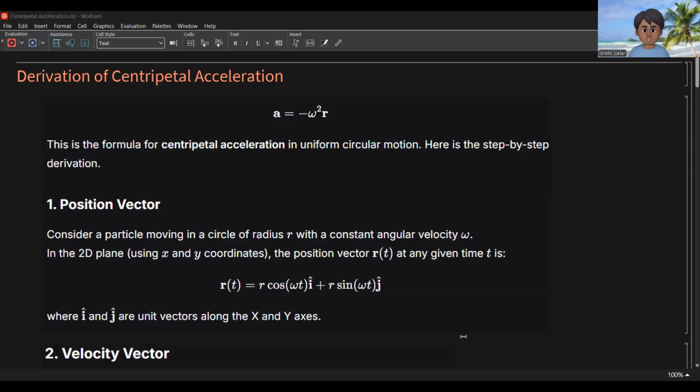Derivation of centripetal acceleration. Centripetal acceleration is equal to the negative of the square of the angular velocity times the radius, where r is the radius. This is the formula for centripetal acceleration in uniform circular motion.